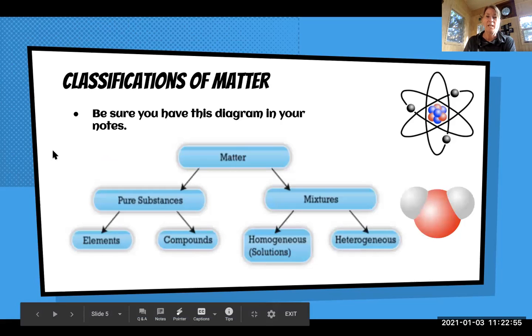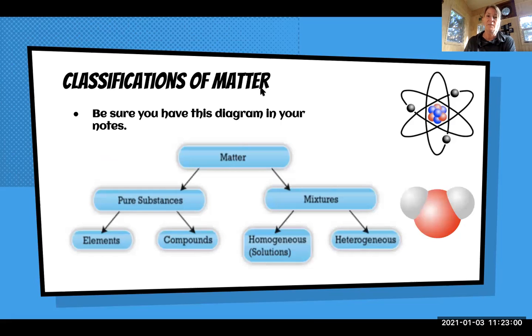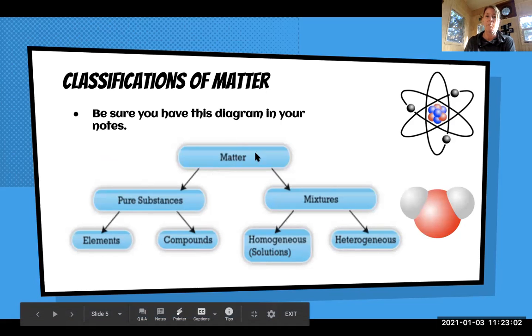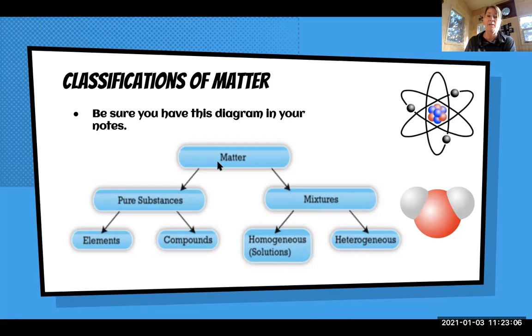So we're going to be talking for the next several slides about how we classify different types of matter. We're going to be using this diagram to help make sure that we understand the relationships between the different types of matter and how they go together. You should definitely make sure you have this diagram in your notes. You're going to want to refer to it and you should be able to explain it well at the end.